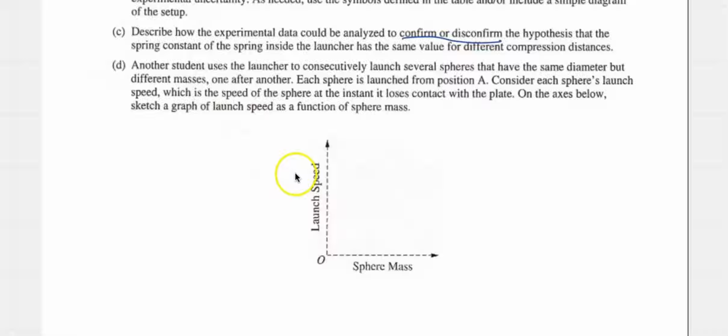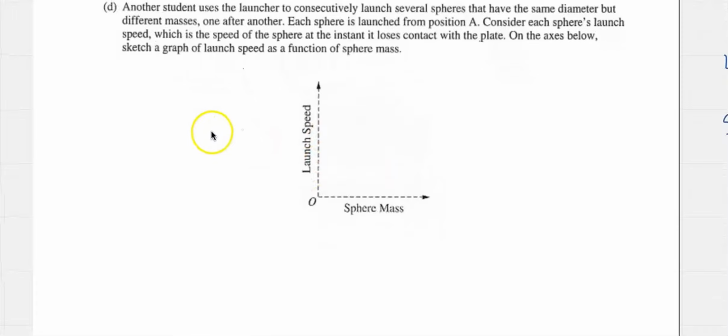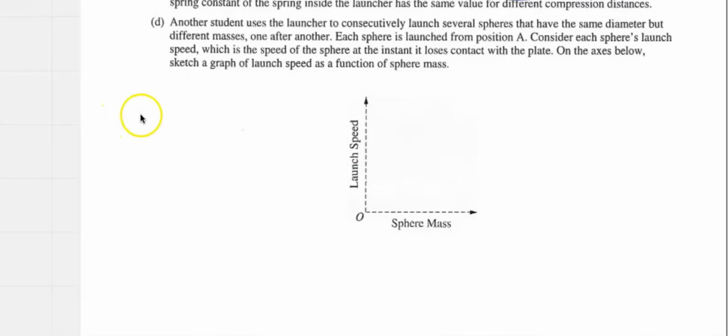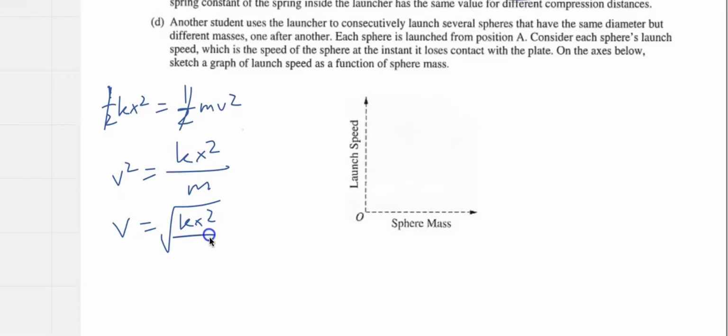Oops. So for D, a student uses a launcher to launch spheres that have the same diameter but different masses. So each sphere is launched from position A. So in order to figure out the graph, we want to find a function for the velocity, and we can do that by starting with conservation of energy again. So 1/2 kx squared equals 1/2 mv squared. But this time we solve for v, and that's going to be v squared equals kx squared over m. So v equals the square root of kx squared over m.